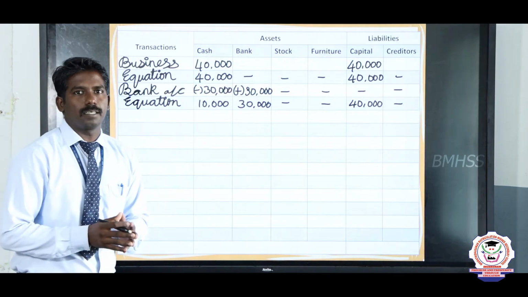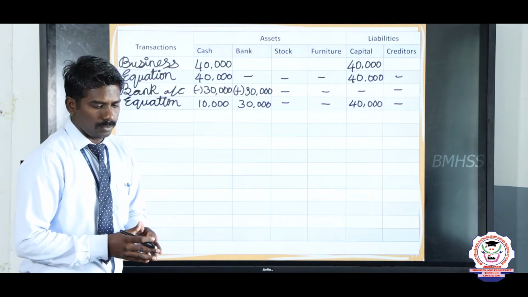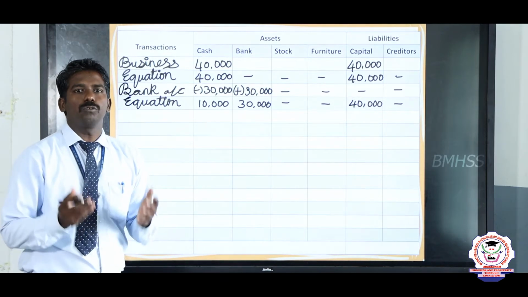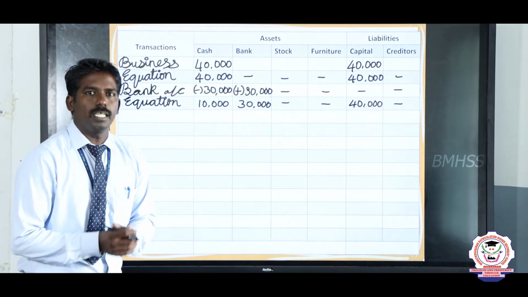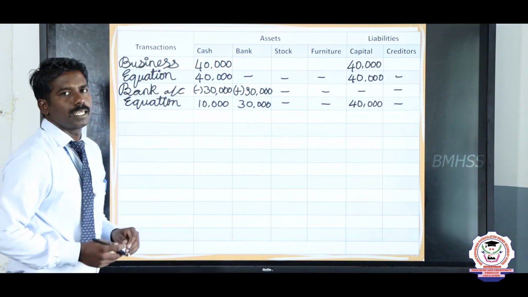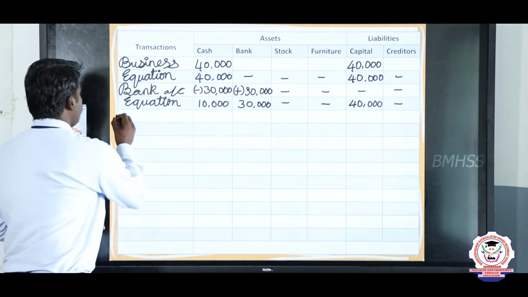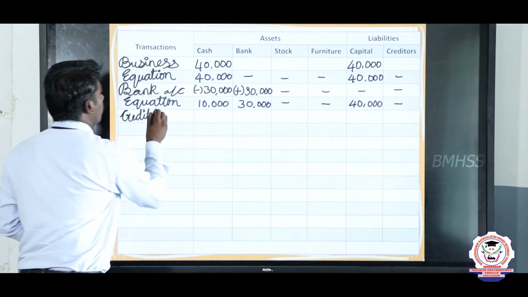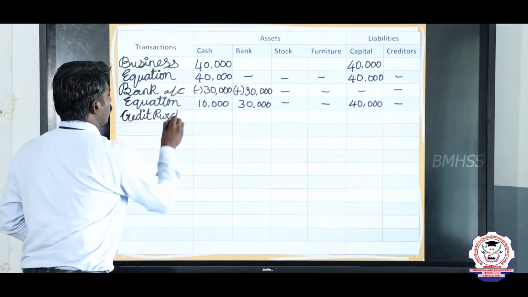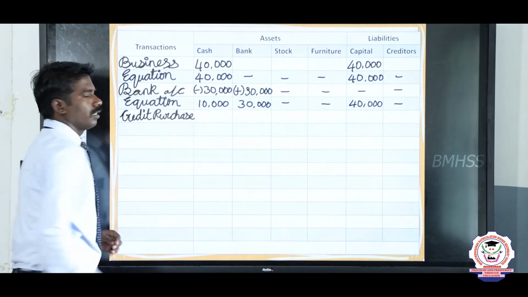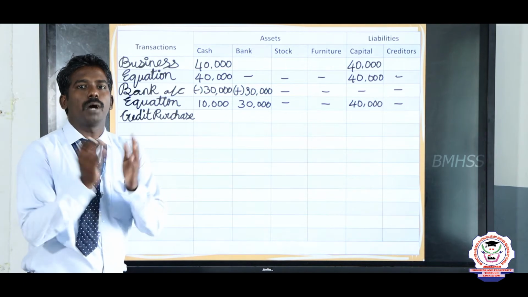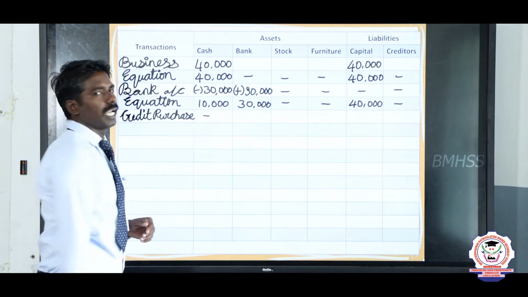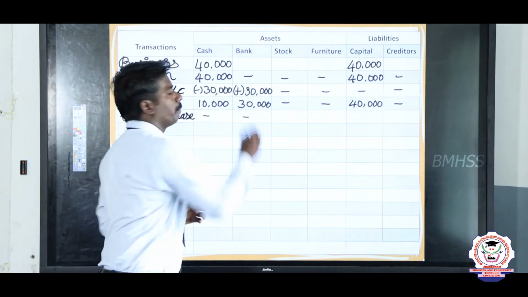See the third transaction. Bought goods from Hari on credit for rupees 12,000. So write in the transaction column, credit purchase. ₹12,000 worth of goods were bought from Hari on credit. So no change in the cash column and no effect in the bank column.